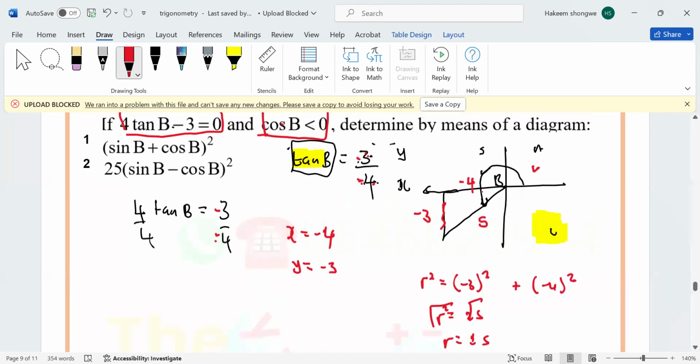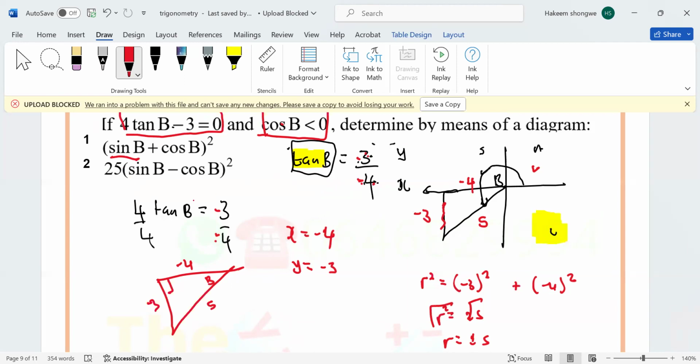We're going to use this right angle triangle. If this is confusing for you, friend, you can take out the right angle triangle like this and say, okay, I have 90 degrees, and this one here is equivalent to having B, so you can write the B there. Here you have -4, here you have -3, and here you have 5.